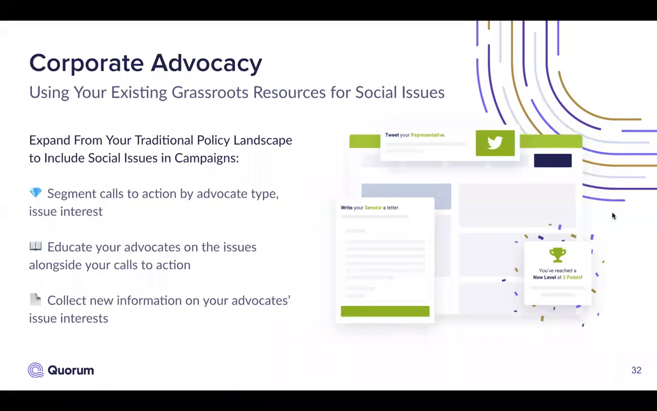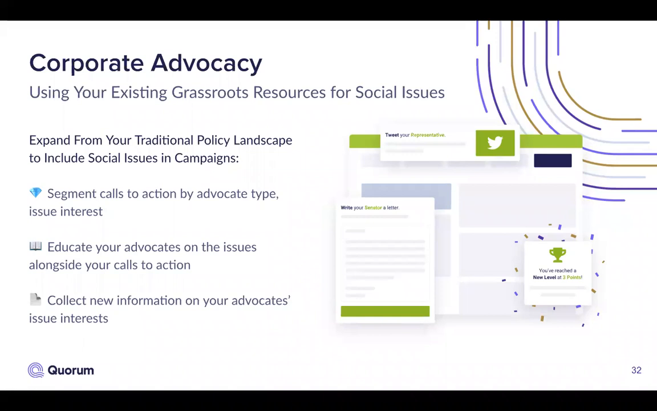And along with their stakeholder engagement efforts, corporations are taking their existing grassroots programs that they would normally use for calls to action on their business's typical policy landscape and are now incorporating social justice issues into their action centers. So with Quorum, you can target different campaigns to different advocates. For example, if you want your employees to be able to weigh in on your supporter, partner, champion issues, but your customers to only weigh in on your champion issues, you can segment the calls to action that are available to each group.